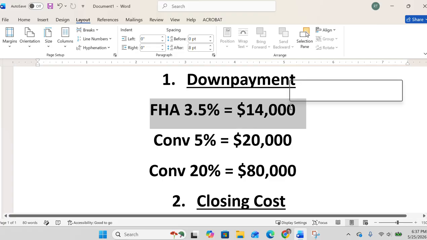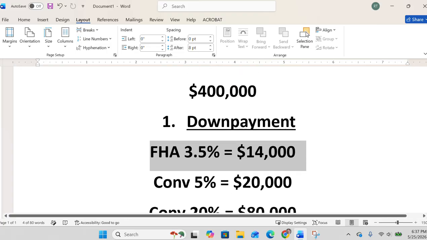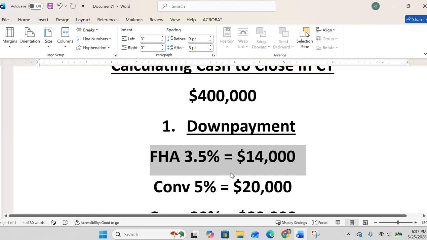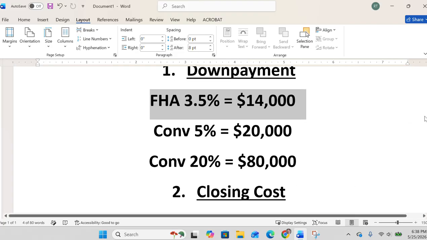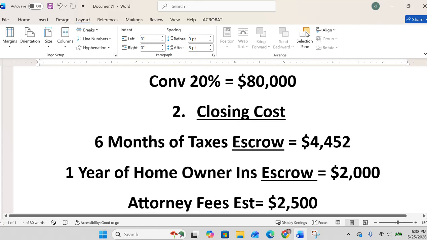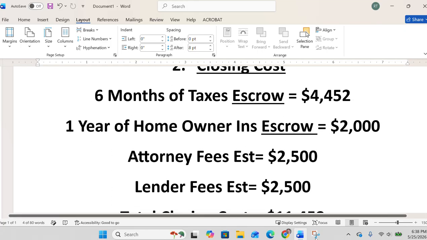3.5%, which will give us a down payment of $14,000. If we take 400,000 times 3.5%, we get $14,000. Let's assume that's going to be our down payment for this property. Now we're going to calculate the closing cost.